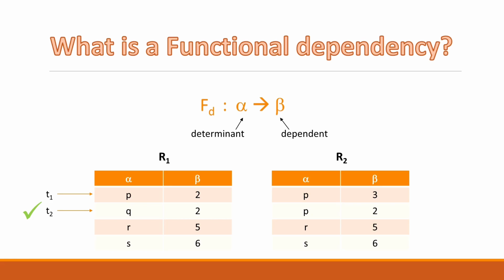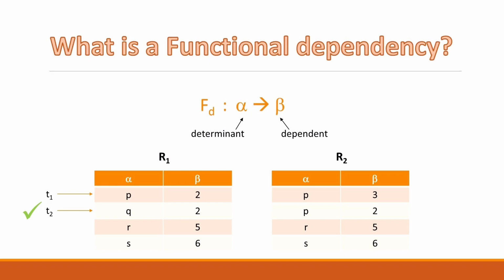Next, look into the second table R2. Consider the first two tuples. You can see that the value of alpha is same for the two tuples, but their corresponding beta values are different. Next, let's check whether the functional dependency from alpha to beta is valid for this table R2.